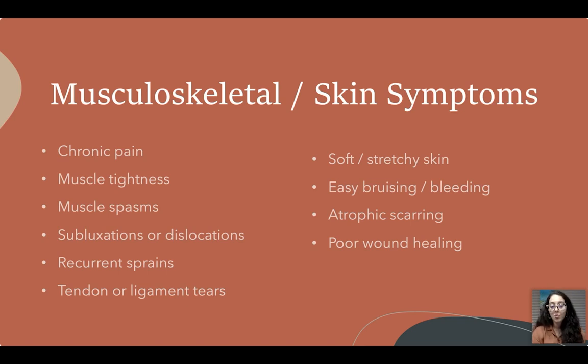Classically, I see these more in the knees, in the shoulders. Some people can have hyoid bones, so their hyoid bone can subluxate. You can have recurrent sprains, tendon or ligament tears. So again, another pretty common symptom that I hear is, as a child growing up, just constantly spraining your ankle. You just fell in slightly the wrong way, and then you had an ankle sprain that lasted for weeks. You can have soft and stretchy skin. You can have easy bruising, easy bleeding, atrophic scarring, and then also poor wound healing.